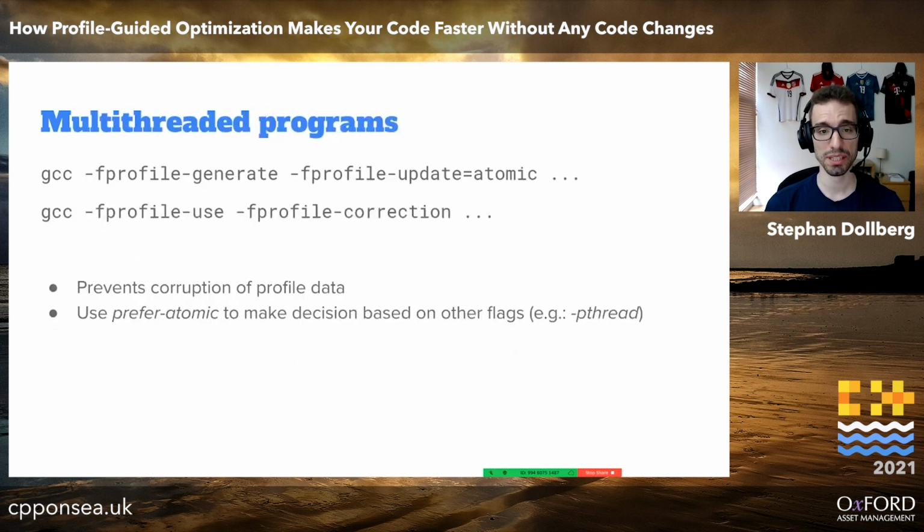Multi-threaded programs we haven't looked at so far, but you can use PGO with them just fine. You need to pass a few additional flags. They are used in GCC to make the counter updates atomic. And similarly, in the final step, -fprofile-correction, we also use that to account for that. You can also pass -fprofile-update=prefer-atomic, which, if you pass -pthread, will then use the atomic updates.